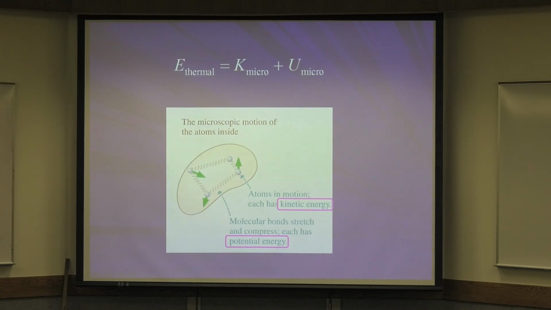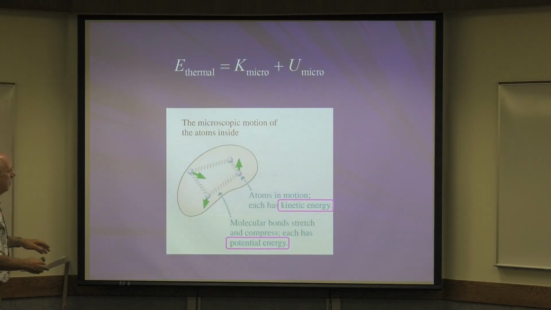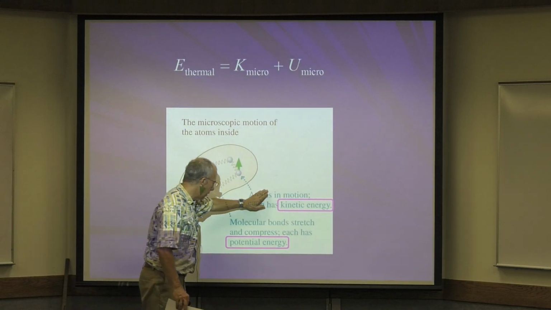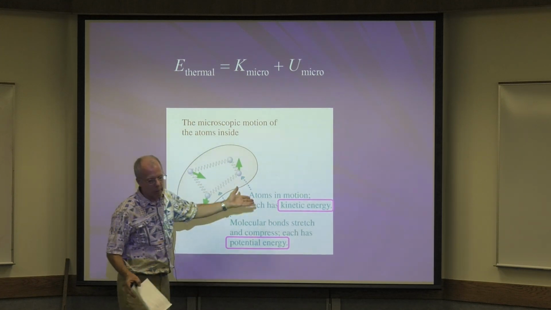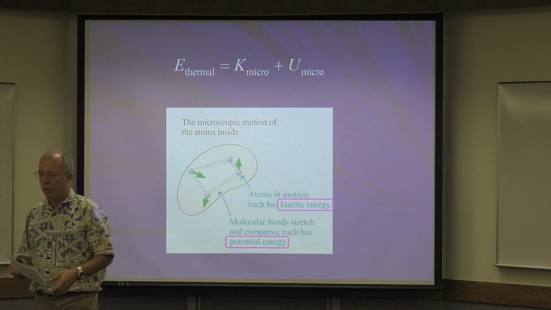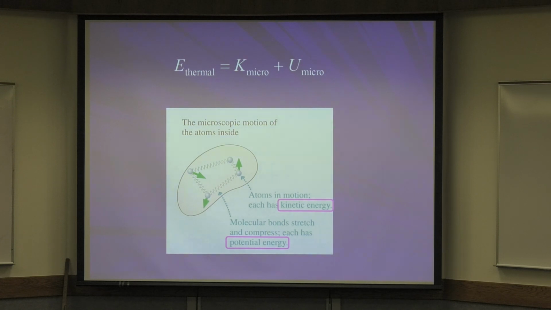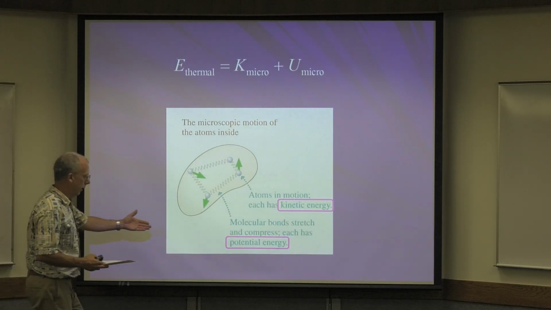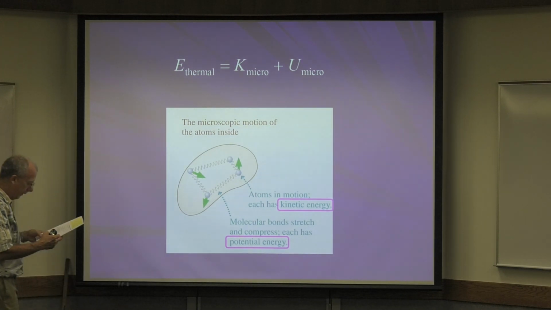Okay, so just looking at the microscopic, we have kinetic energy and potential energy. And that's what we call thermal energy. It's the microscopic kinetic energy and the microscopic potential energy. That's what we call thermal energy.